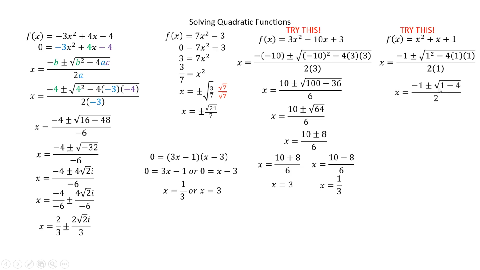So you just get -1 plus or minus the square root of 1 minus 4 over 2. 1 minus 4 is -3. And there's where that imaginary number comes in. The negative just comes out. The 3 is not going to simplify. So it's just i root 3. -1 plus or minus i root 3 over 2.